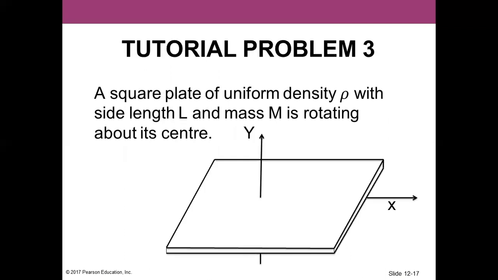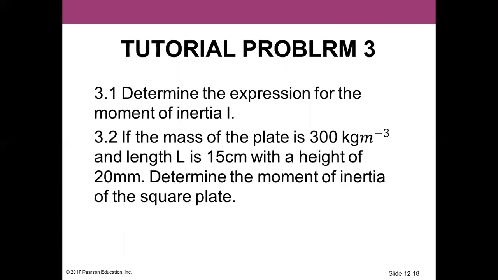Tutorial problem number 3: we have a square plate of uniform density rho with side length L and a mass M, which is rotating about the center, as you can see there. 3.1 is to determine the expression of the moment of inertia. 3.2, if the mass of the plate is 300 kg per meter cubed and length L is 15 centimeters with a height of 20 millimeters, determine the moment of inertia of the square.